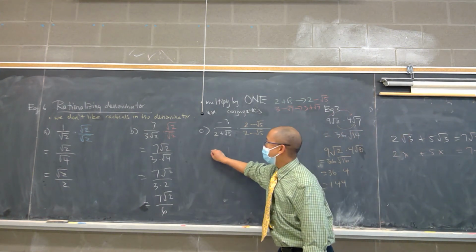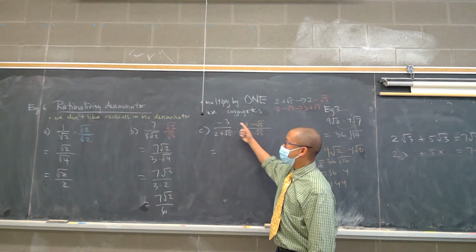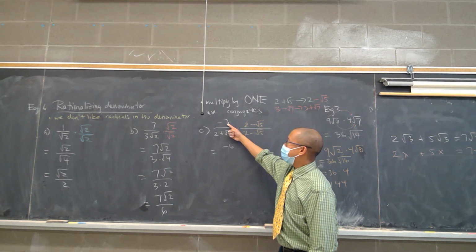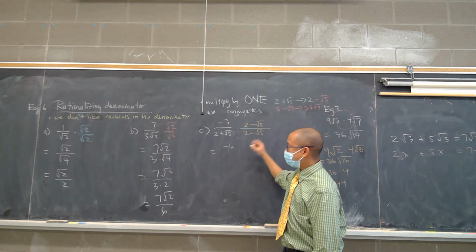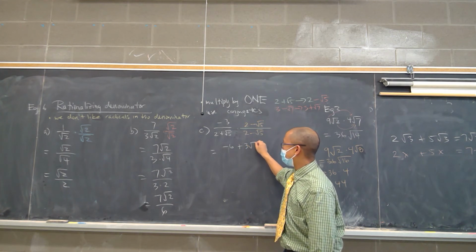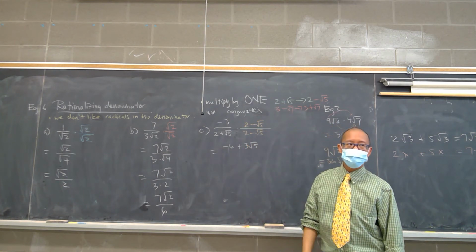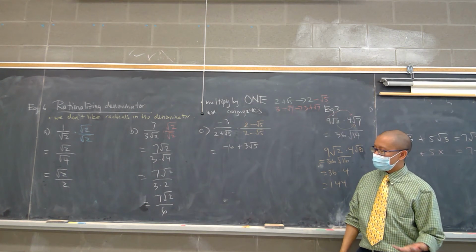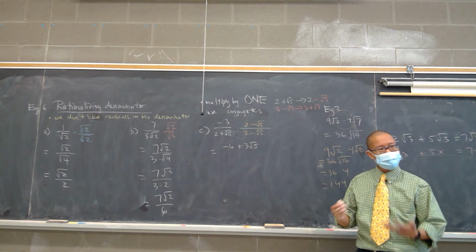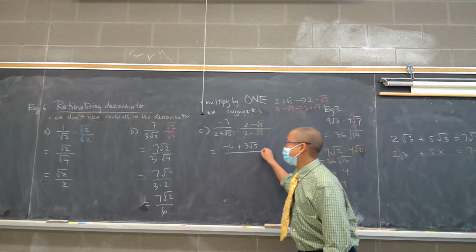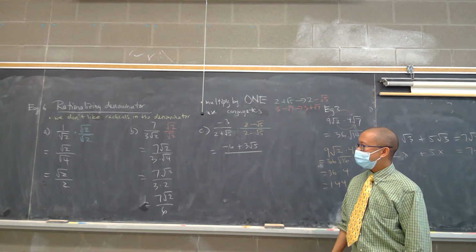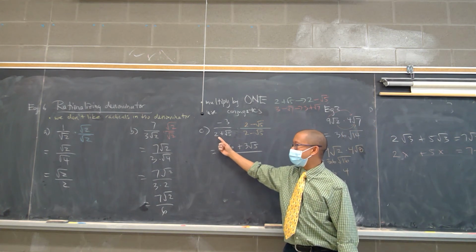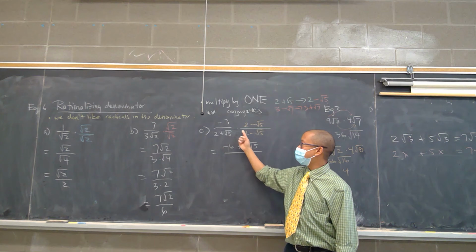So go slow for the numerator. Negative 3 times 2, negative 6. Negative 3 times negative root 5, that's positive 3 root 5. Everyone okay with that? So the numerator doesn't seem to be a problem for a lot of students. And if you look at example 4 and example 5, it'll make more sense.